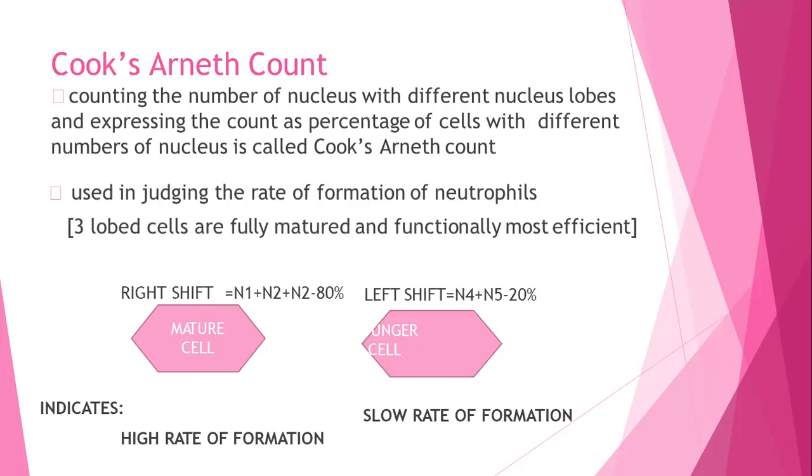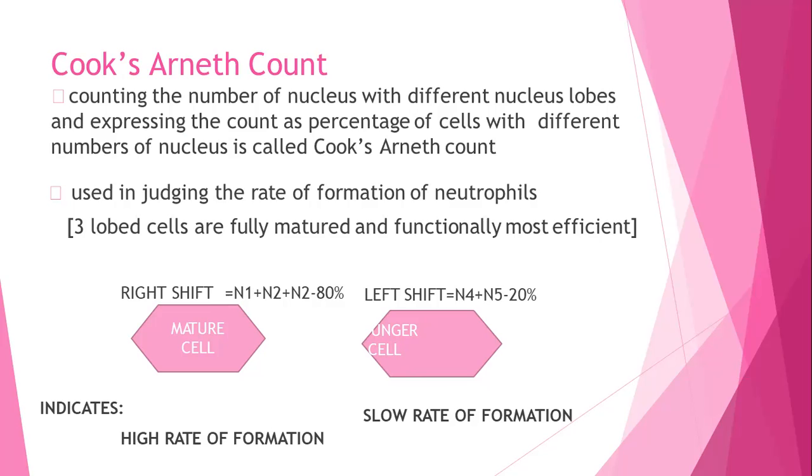Whereas these variations can be counted by one count, which is very difficult to understand without the microscope. This is the count which is done for counting the number of nuclei with different nuclear lobes and expressing the count as percentage of cells with different number of nuclei. So that is known as Arneth count. In your practical books, it will be given. If you have to count the number of mature cells and immature cells, then you can find this out, and you can count the number of cells, and that count is known as Arneth count. So you judge the rate of formation of neutrophils by that.